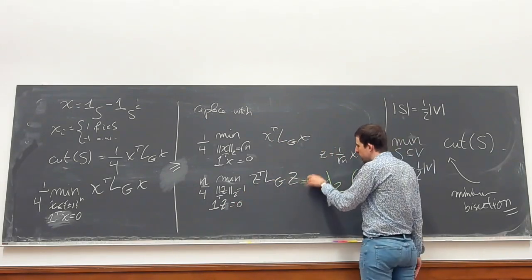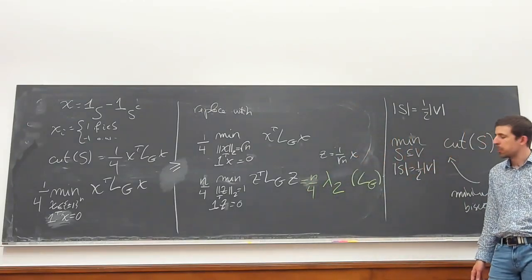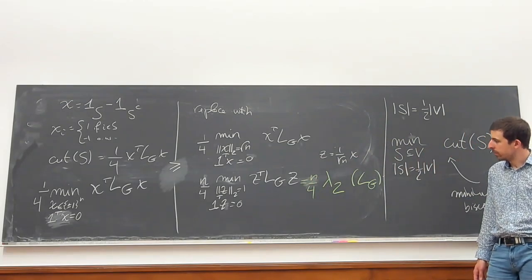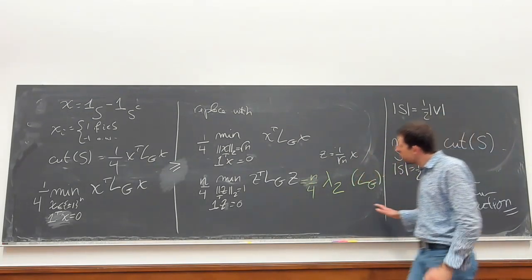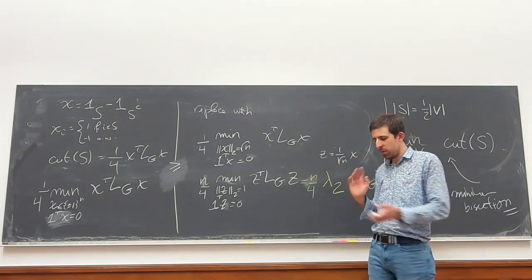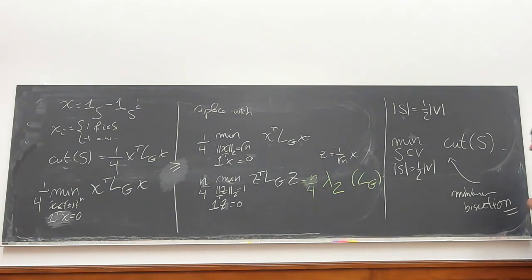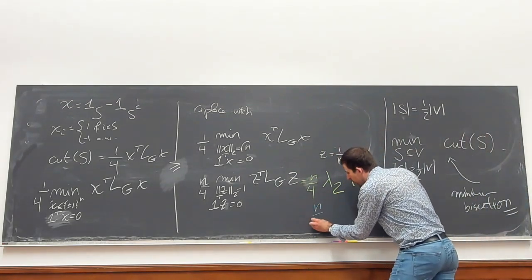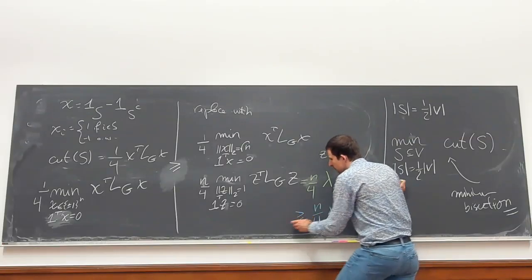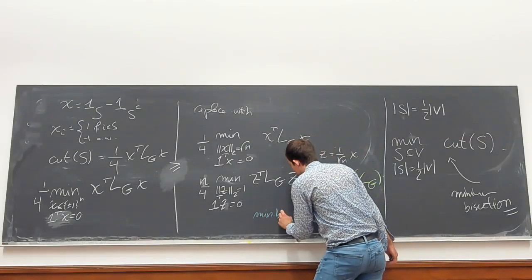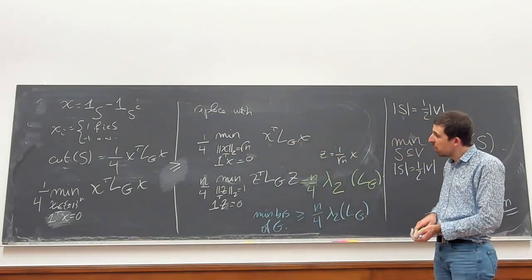Times n over 4, of course. This is exactly the second eigenvalue of the Laplacian. So it's already starting to look like the eigenvalues are starting to show up. In particular, we immediately get an inequality: n over 4 times the second eigenvalue of the Laplacian is for sure smaller or equal than the minimum bisection. This is already, I think, a very non-trivial inequality that we got with almost no effort.